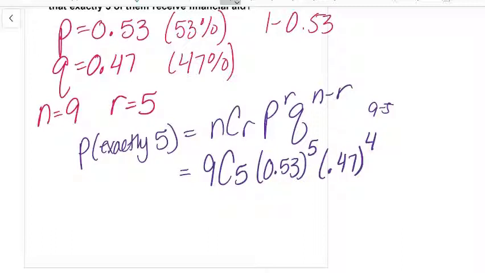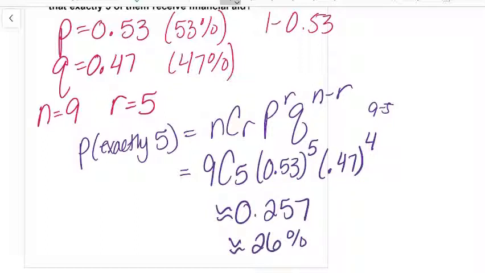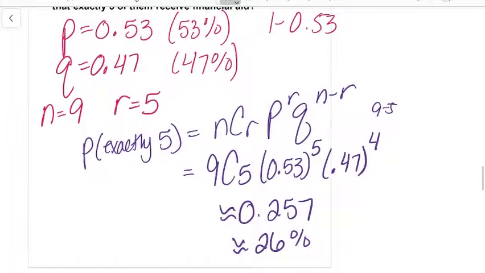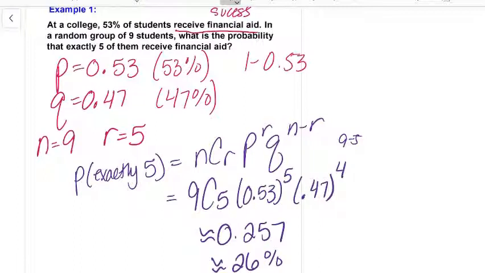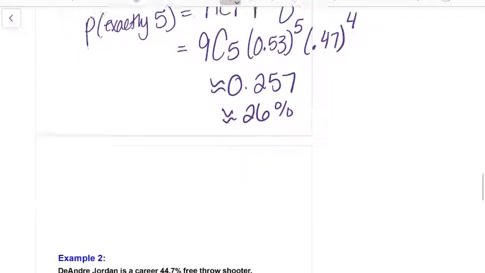So then I put this in my calculator, and I encourage you to pause it and try to get the right answer here. Make sure you're putting in your calculator right. And I got 0.257 or approximately 26%. So even though this college says or maybe advertises that 53% of the students there receive financial aid, if it's a random group of 9 students, the probability that exactly 5 of them will get financial aid is 26%. So much lower that they will actually receive the financial aid out of that group.